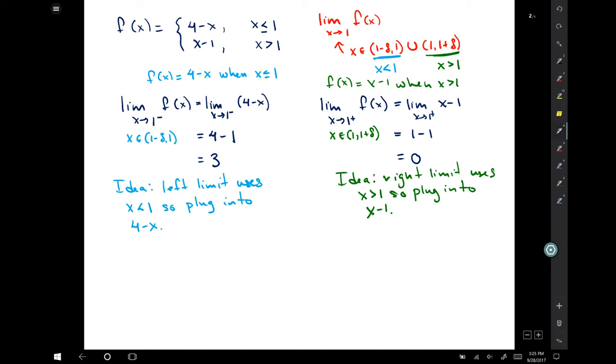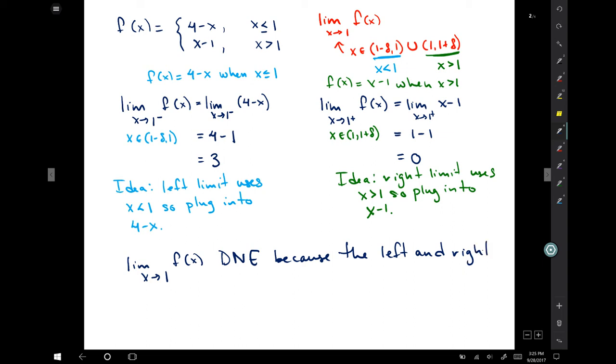Okay, so overall, we have these two limits. The left limit is equal to 3, and the right limit is equal to 0. And so overall, the two-sided limit, the limit as x goes to 1 of f of x, does not exist, because the left and right limits are not equal.